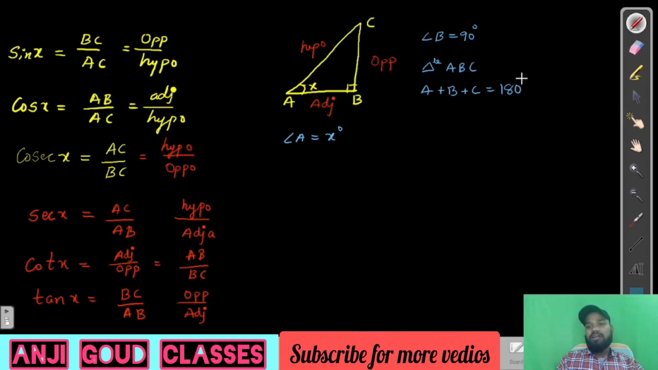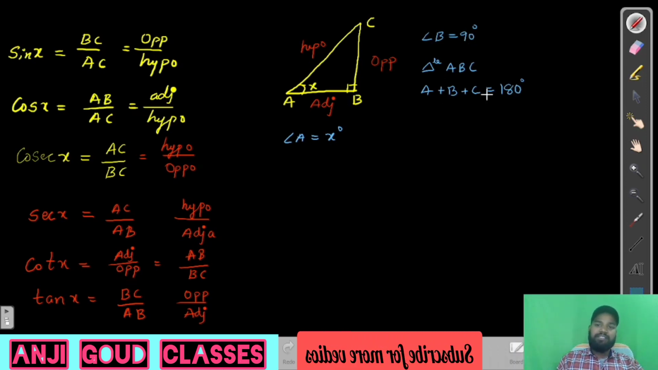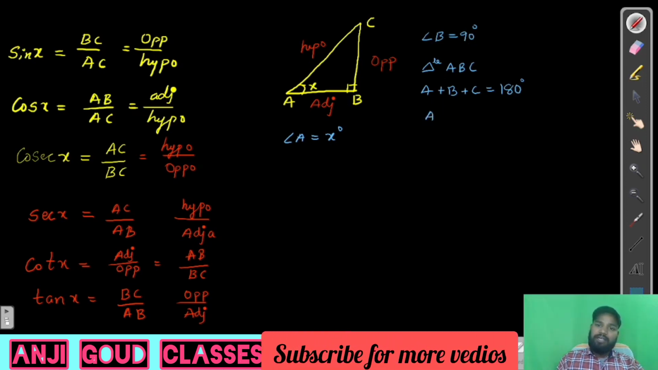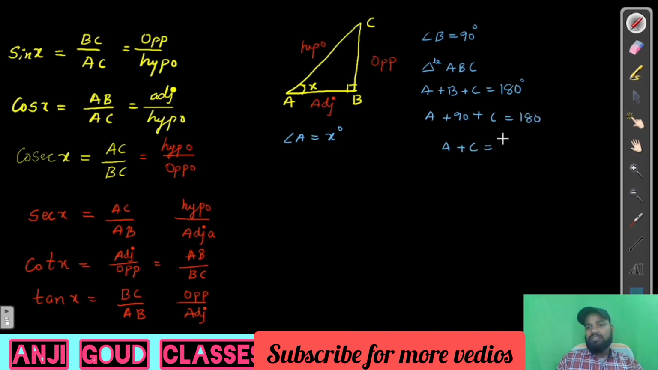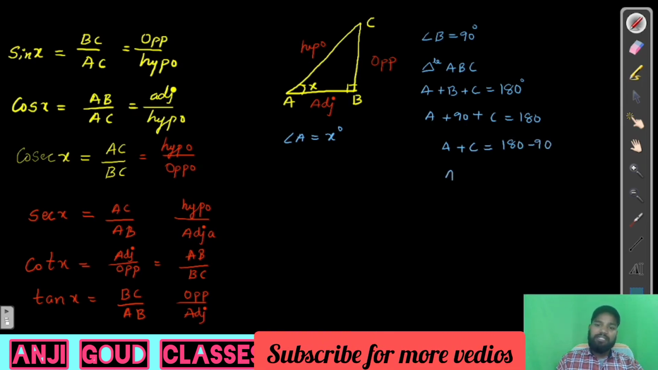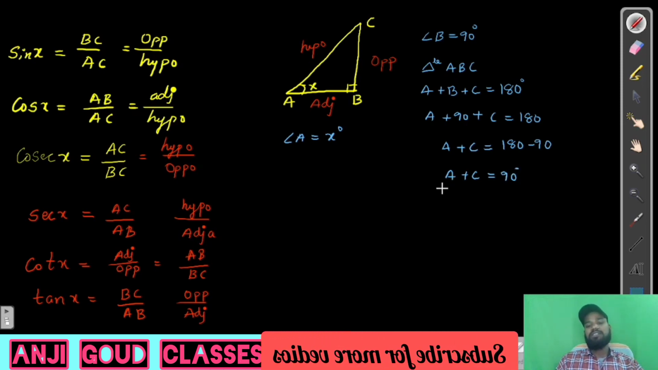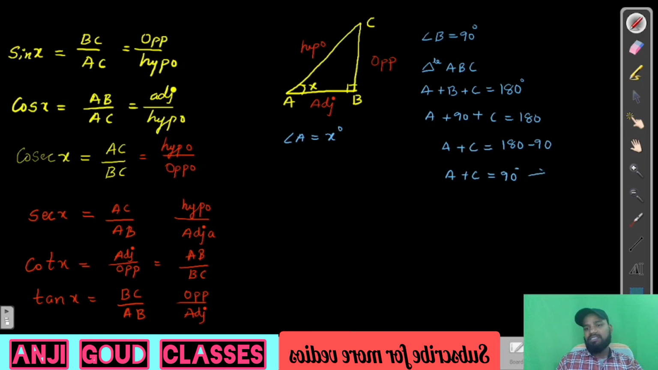Now we already know the angle B value. What is that angle B value? 90. Yes or no? So A plus 90 plus C equals 180. Now A plus C equals 180 minus 90, that is A plus C equals 90 degrees. Yes, angle A plus angle C equals 90 degrees. But here angle A equals x degrees, we know. Let us consider this as equation 1.